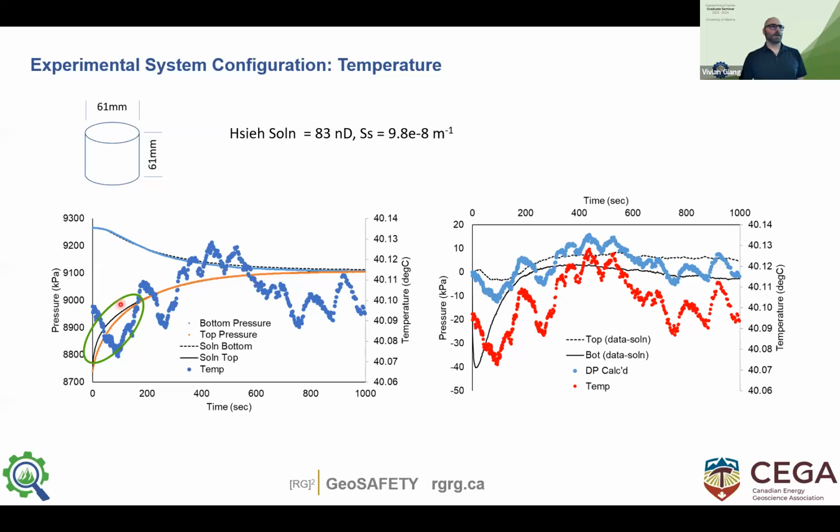So that small amount of temperature change during that testing period is leading to a less than ideal test. You can say a perfect test would match my analytical solution, or the Hsieh solution, perfectly, but there are some transients in there causing that issue.